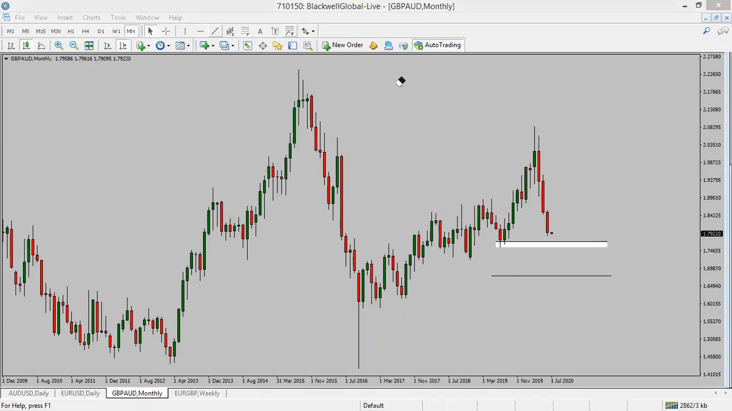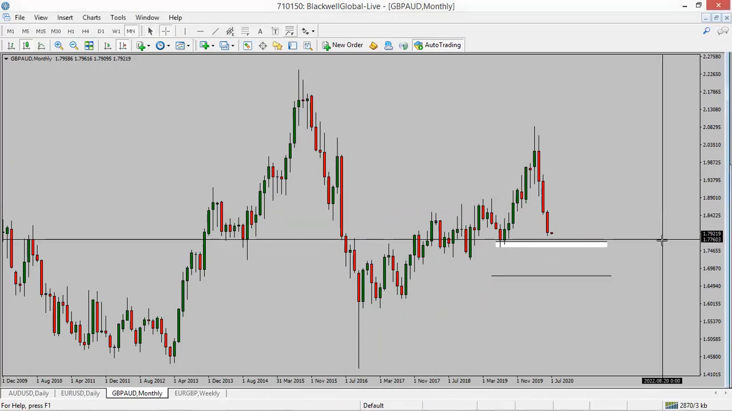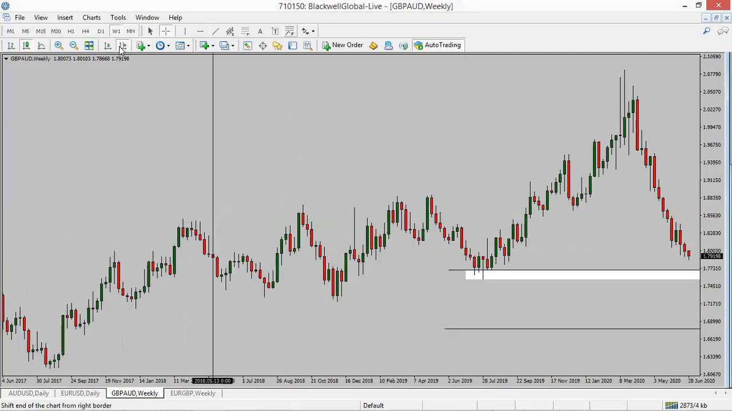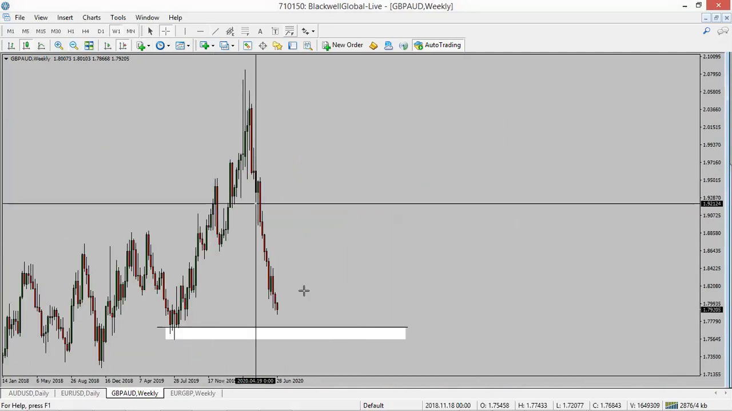Start from the bigger time frame because the monthly candle closed. You can see there's a lot of selling pressure on this pair, and it's likely to continue down. The next key level we'll be looking at is around this level here. That is 177603.